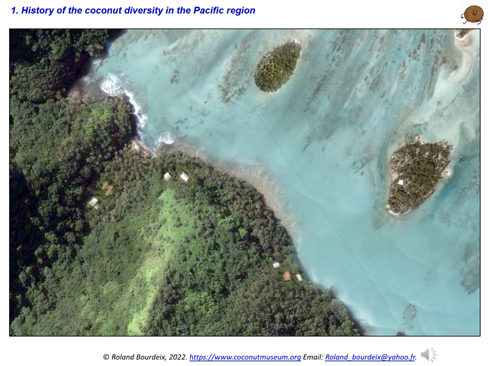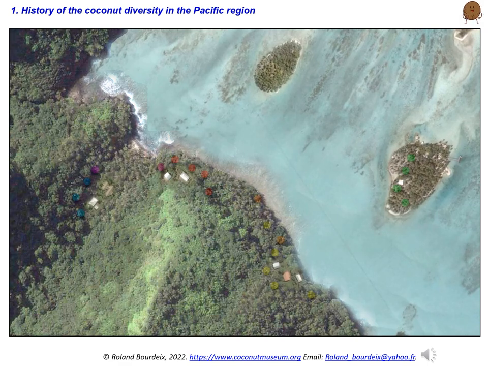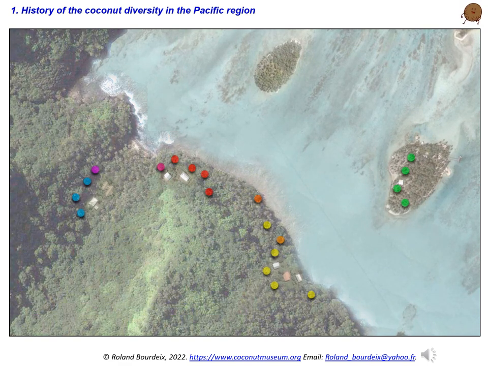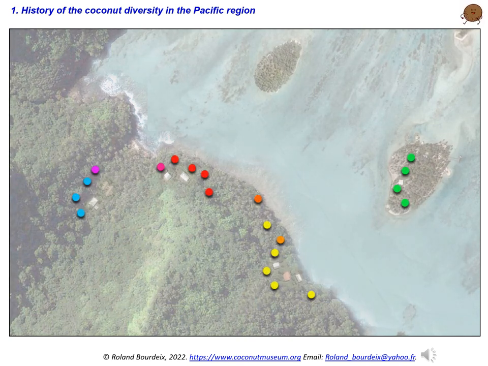Here is a representation of the history of the coconut palm in the Pacific region during the last 300 years. We will use the example of a classic landscape from the Pacific region, made up of a coast and some small islands. The circular dots represent coconut palms. The different colors represent different varieties of coconut palms.